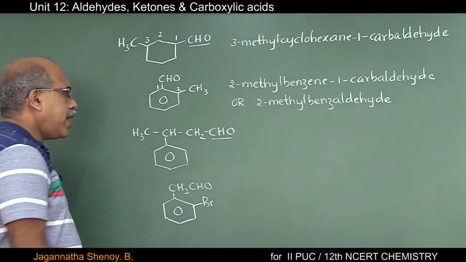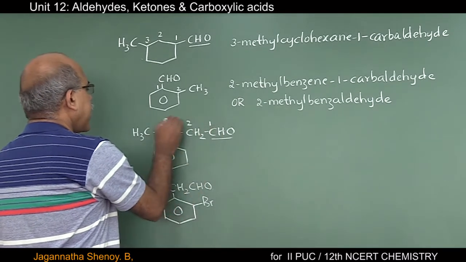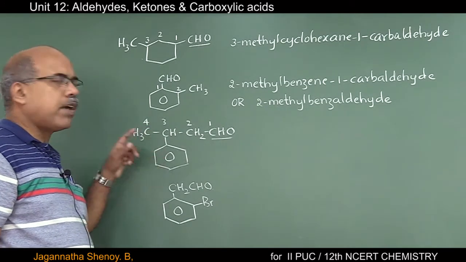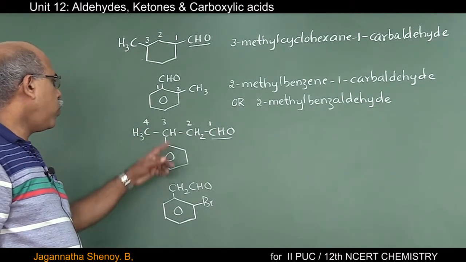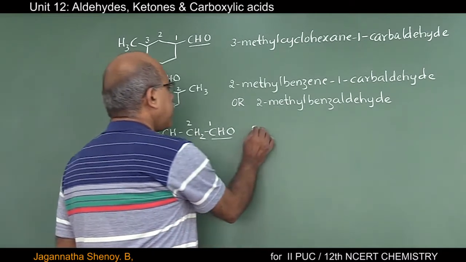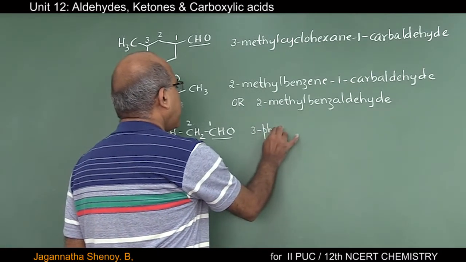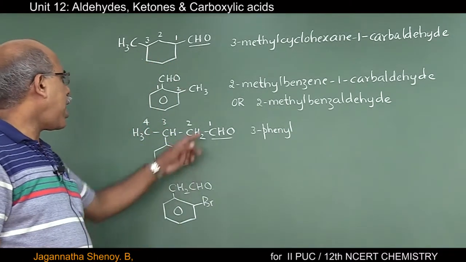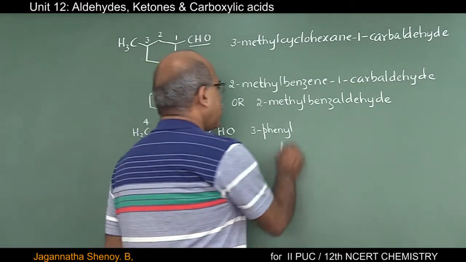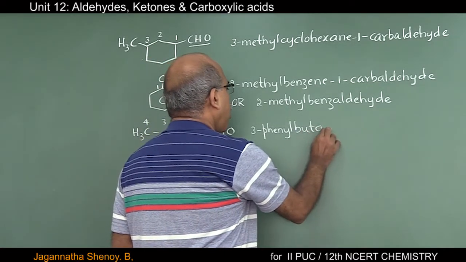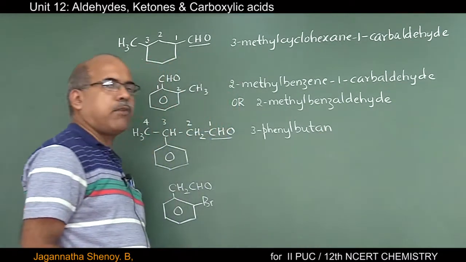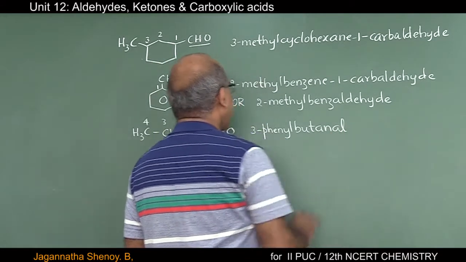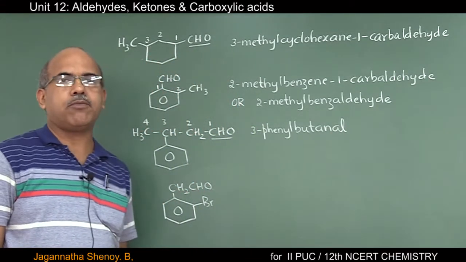So once we say that, you see this is the first carbon atom, second, third and the fourth carbon atom. So on the third carbon atom, we have a phenyl group. So when we write the IUPAC name for this compound, on the third carbon atom we have a phenyl group. So it is 3-phenyl and we have 4 carbon atoms here. So the root word has to be but. All of them are connected by means of single bonds, and then on the first carbon atom CHO, so I call it 3-phenylbutanal.